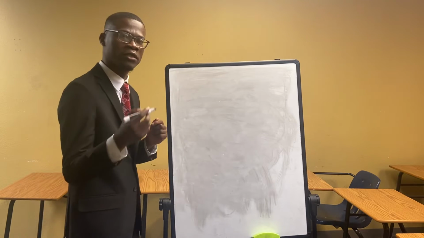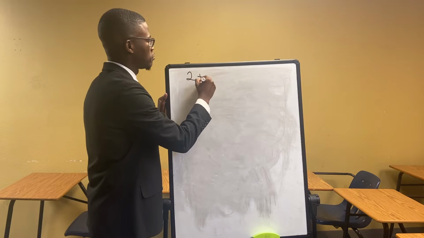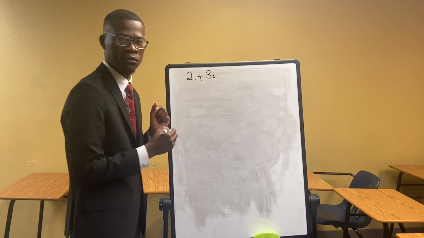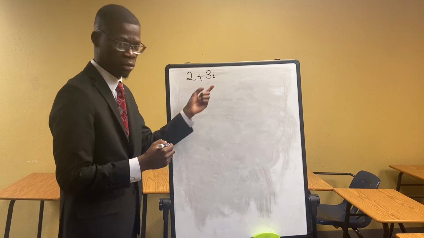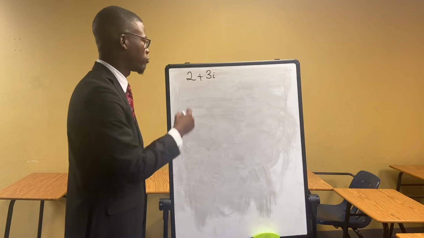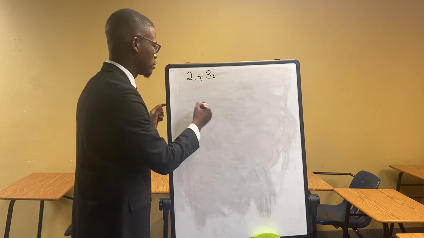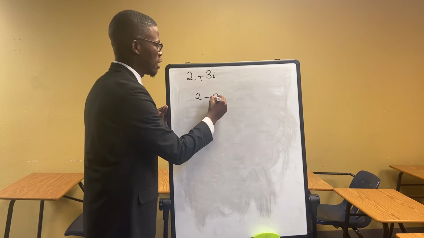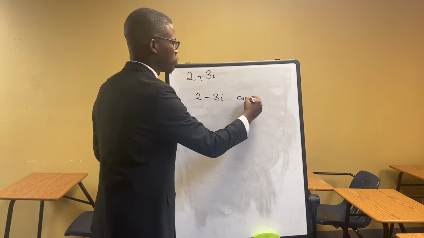If you have a complex number, remember a complex number is written in the form the real part plus the imaginary part. The real part here is 2 and the imaginary part here is 3i. Now what is the conjugate of 2 plus 3i? The conjugate of 2 plus 3i is 2 minus 3i. The sign just changes. This is called the conjugate.